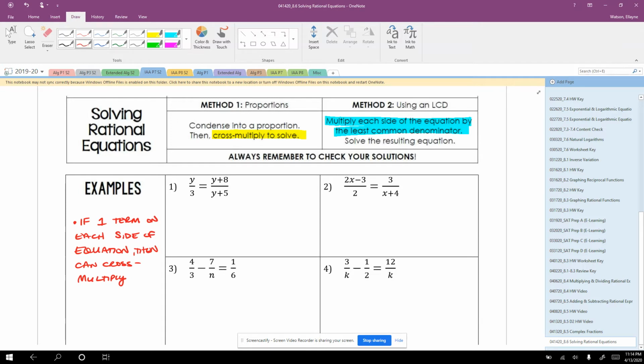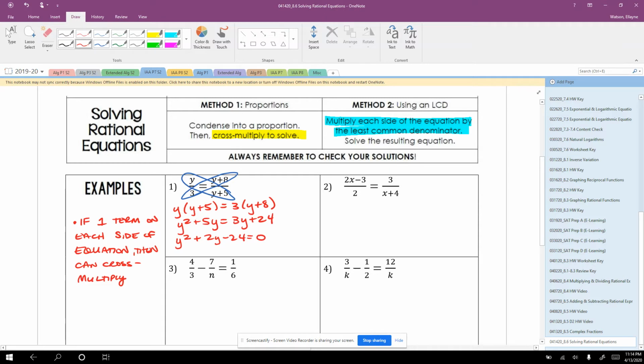So a proportion is two ratios equal to each other. Okay, so cross multiplication means that you can just do this times this. Okay, so it would look like this. Y times y plus 5 is equal to 3 times y plus 8. Distribute out. Okay, now you might already be seeing it, but it's clearly going to be a quadratic. Move everything over to one side. You got your quadratic, okay?